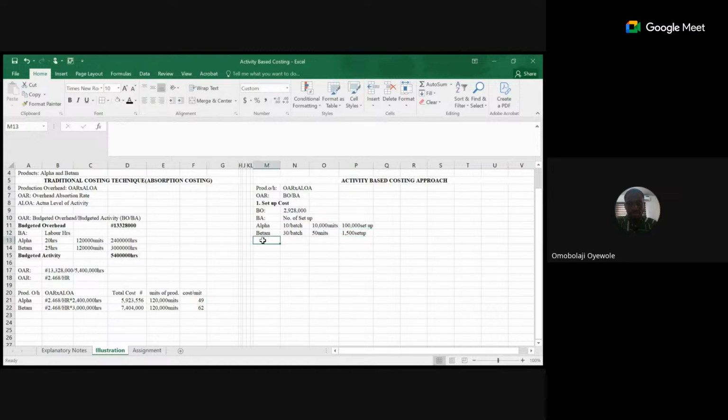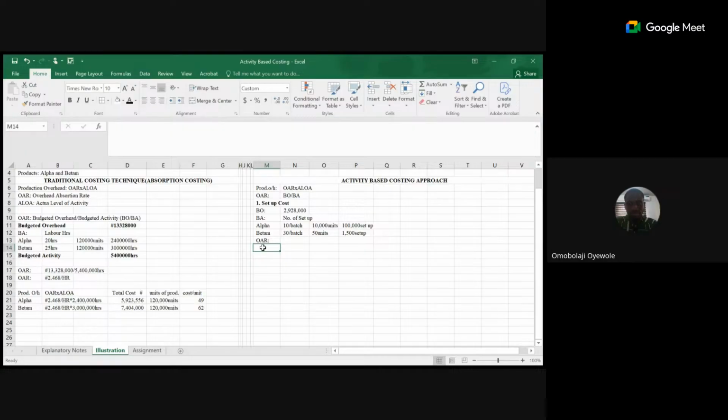So now let's look for the budgeted activity for setup. The budgeted activity for setup will be what? That's the budgeted activity we just calculated. The absorption rate for setup, the OAR for setup, is going to be what? What's the production overhead?